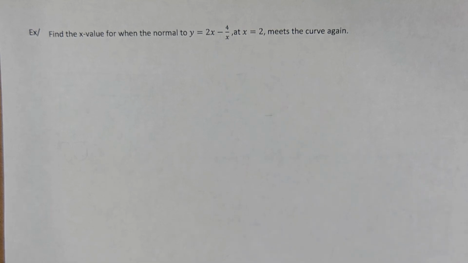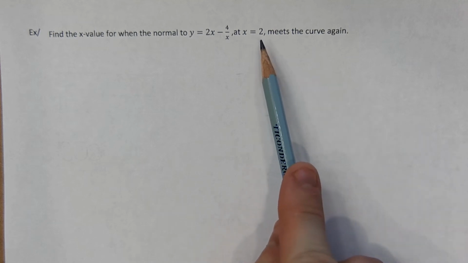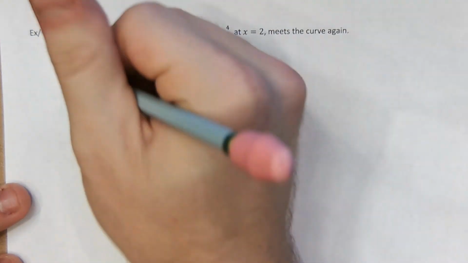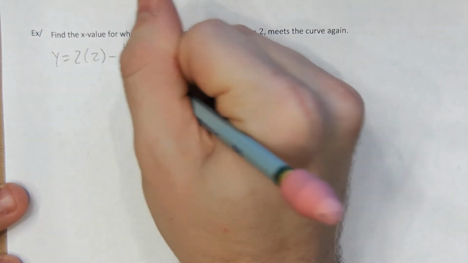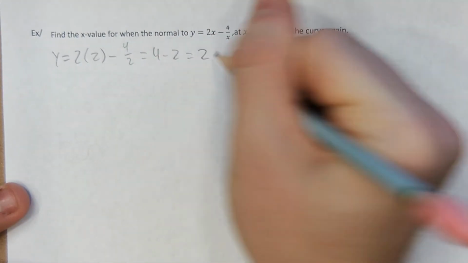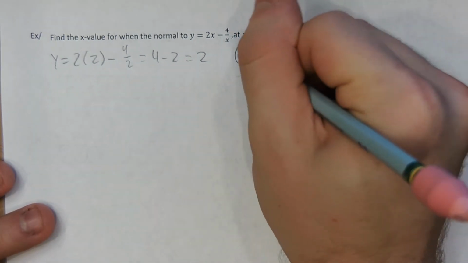All right, well, the very first thing we're going to have to do is figure out what our y value is, just like all the other examples. I have that x equals 2. So the y value would be 2 times 2 minus 4 over 2. Well, that's just 4 minus 2, which is 2. So coincidental again, but x comma y is 2 comma 2.